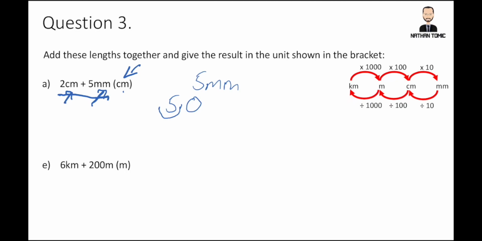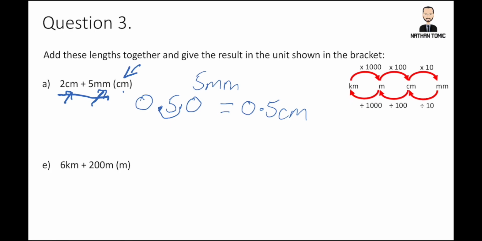So it's going to go here, and we can put a 0 at the front just to make it look better. So 5 millimeters is actually equal to 0.5 centimeters. Okay, don't forget to change the unit of measurement.